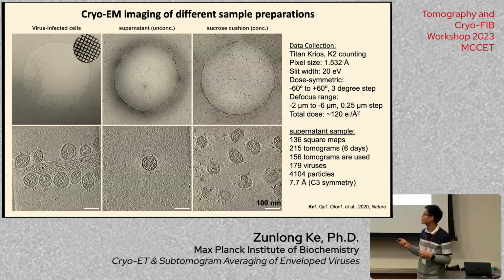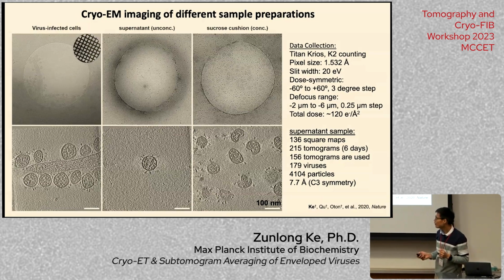And the third sample is you take the supernatant, you centrifuge it 1,000 times, and sucrose cushion, you get the virus at the bottom of the pellet, you resuspend it, then you get a lot more. You get like 1,000 times, you have no problem finding viruses. And the fact is you have too many.